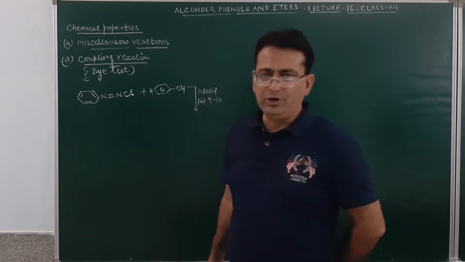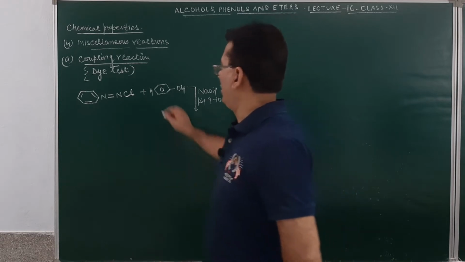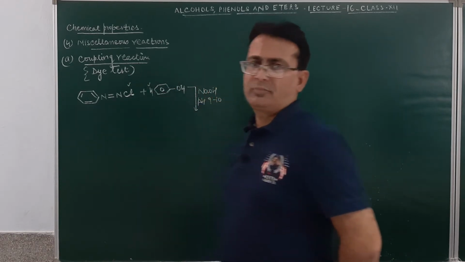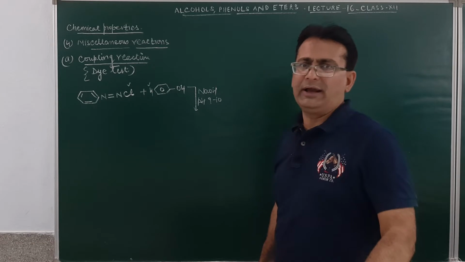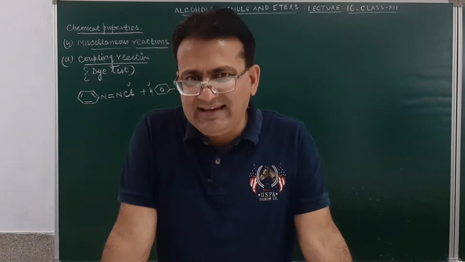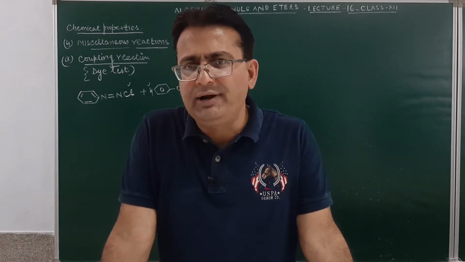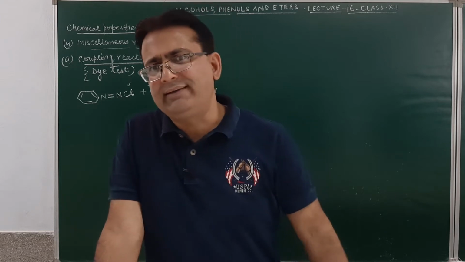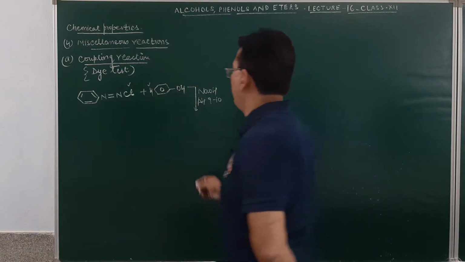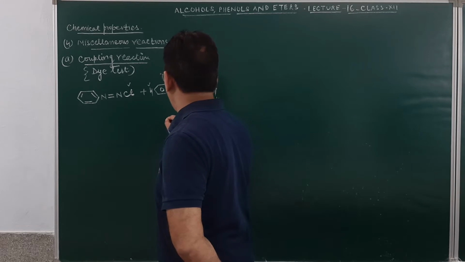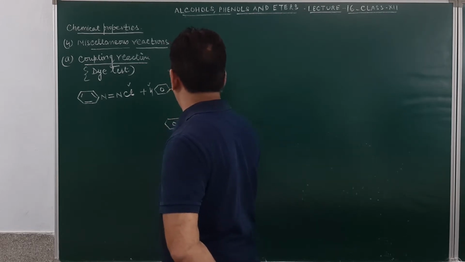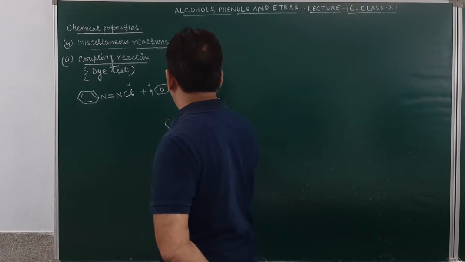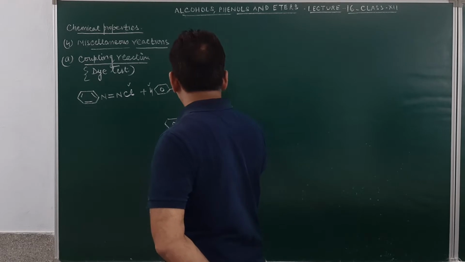What will be the product obtained over here? A molecule of HCl will be given out, and this will result in the formation of 4-hydroxyazobenzene, which is an orange red color dye and will be used as a test of phenol. This will be N double bond N, and then over here will be this compound.